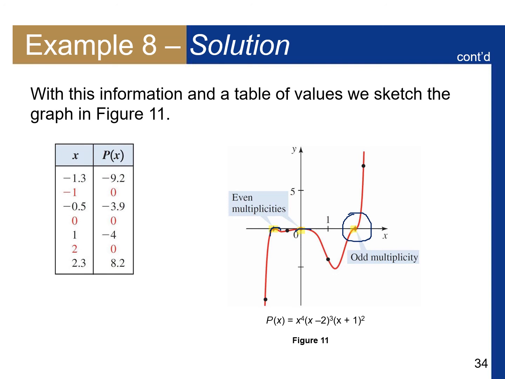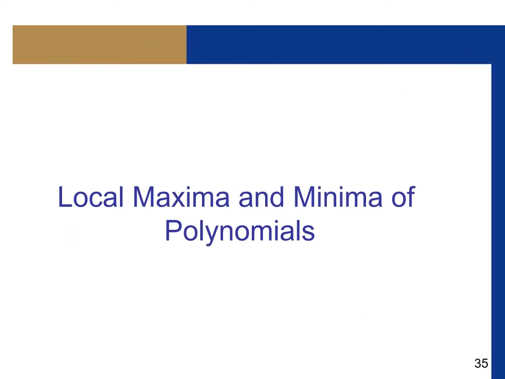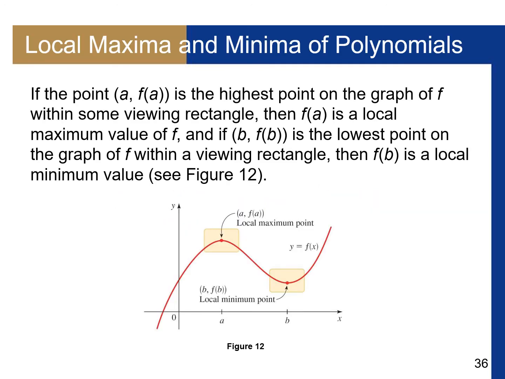All of this information is important for you to know. Now we're going to take a look at local maximums and minimums of polynomials. We already looked at local max and minima when we were in chapter 1 as a review. So a local maximum point would be the highest point around a certain area. So this would be a local max. This would be a local minimum.